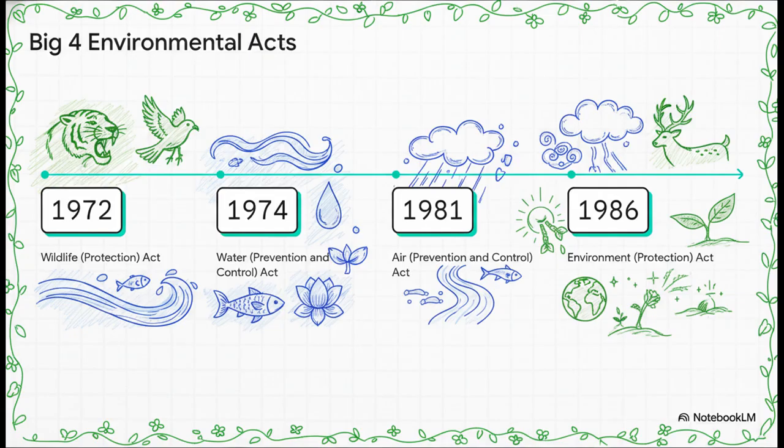It kicks off with the Wildlife Protection Act in 1972. Then, we target specific pollution with the Water Act in 1974, followed by the Air Act in 1981. Finally, bringing it all together under one massive umbrella, we get the Environment Protection Act in 1986. That's Wildlife, Water, Air, Environment. 72, 74, 81, 86. Lock that in.